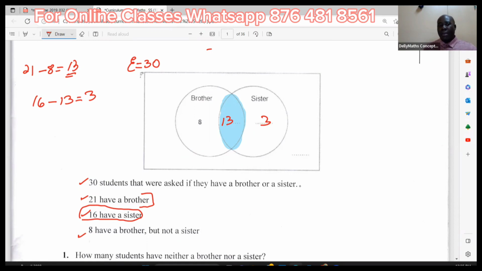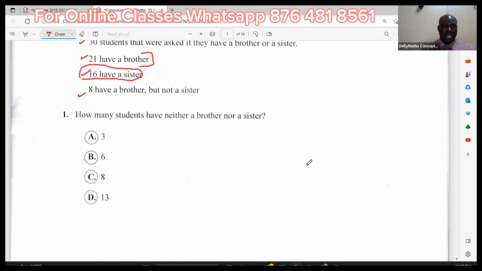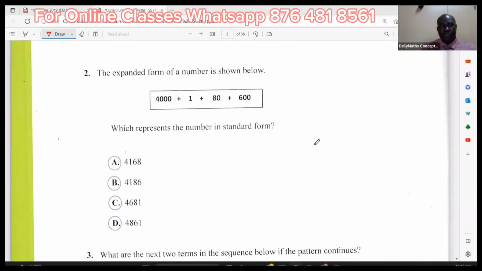But when you add these numbers together, we should get 30. If we add 8 plus 13 plus 3, we're getting 24. Which means that there are 6 persons that don't have a brother or a sister. That means those 6 would be outside of the circles, but they are part of the 30. So we have to make sure that we fill that out. Now let's respond to the question. How many of the students would have neither a brother nor a sister? You're looking at 6 of them.